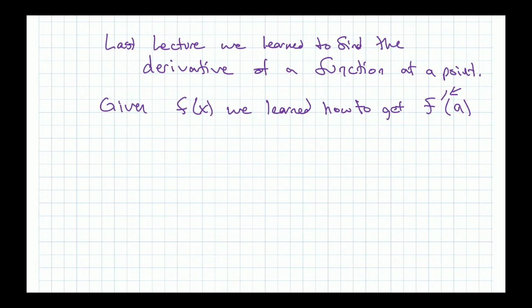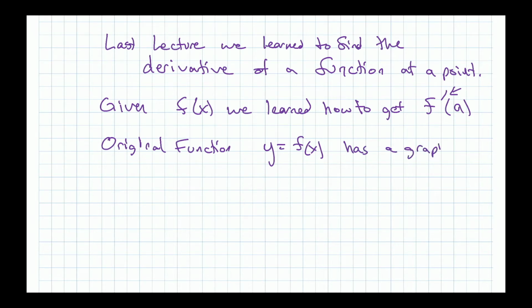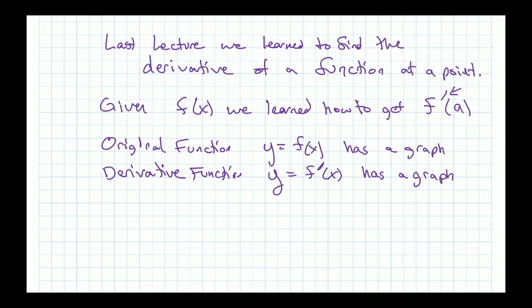Now, if you think about it, we can make graphs of this now. So you can have an original function, let's say y equals f of x. And of course, you can graph that, right? It has a graph. Well, what about the derivative function? y equals f prime of x. Well, guess what? It has a graph too. And we're going to learn more about that in the next lecture.